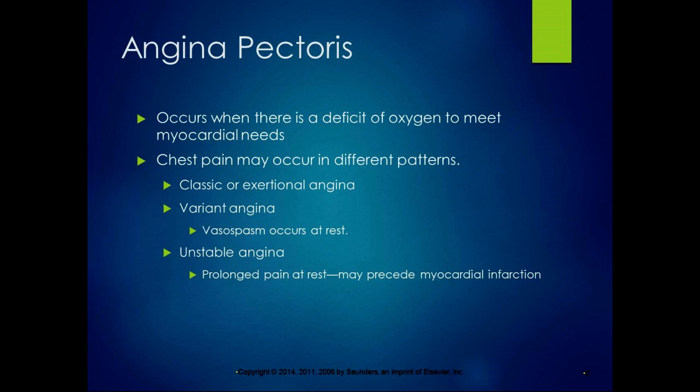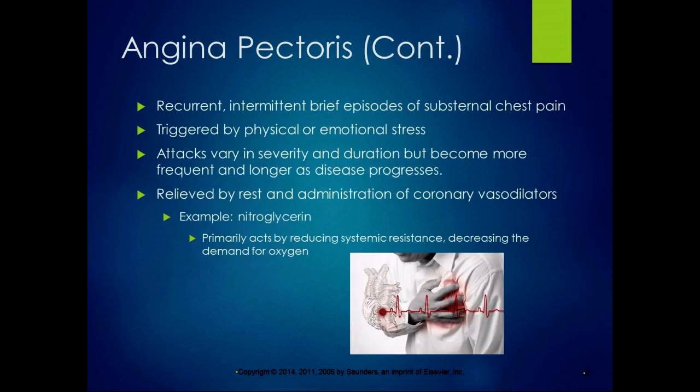So just like a TIA can eventually lead up to a CVA, angina, especially unstable angina, can precede a myocardial infarction. So it's like the coronary arteries are getting more and more blocked, and you're getting more and more pain, and eventually they're completely occluded and you get infarction. So usually with the unstable angina, you get recurrent, intermittent, brief episodes of substernal chest pain. And it can be triggered by physical or emotional stress.